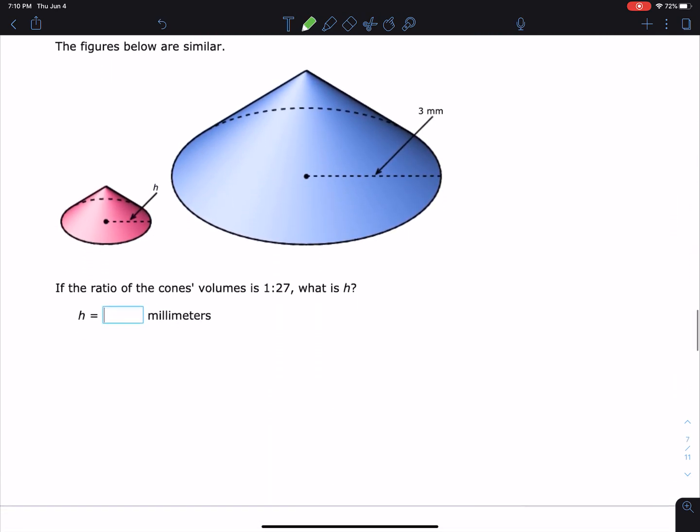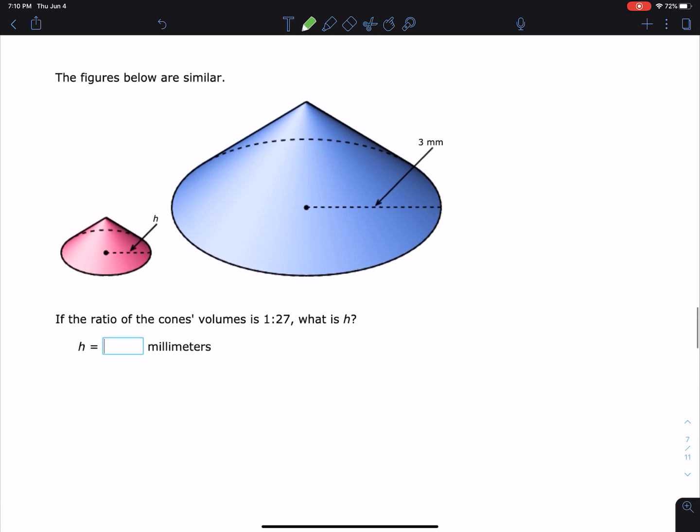All right, guys. So here we have one. Why don't you try on your own and push play when you're ready? All right, so here we have the heights, and then they're giving me the ratio of the cones' volumes of 1 to 27. So I'm going to go ahead and write that here. Volume is 1 and volume is 27. So they're giving me the ratio of it. That's not the volume. So this pink cone, the volume isn't 1, but it's just the ratio. So they had reduced the fraction. So I'm going to set it at the same.